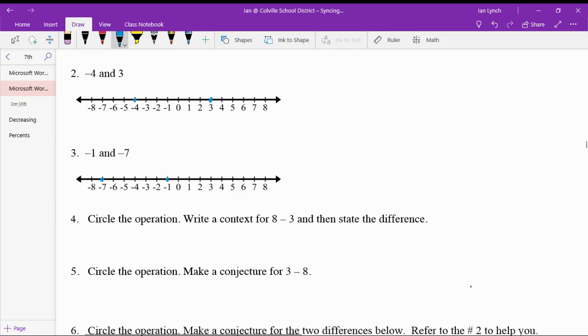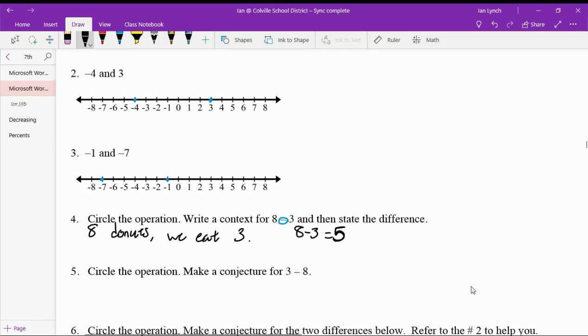So now that we've plotted these points, we're going to circle the operation and write a context for 8 minus 3. So our operation is subtraction. We're subtracting here, and now we need to state the difference. We need to write a context. So let's say we have 8 donuts, and we eat 3. Okay, so we had 8 donuts, we eat 3. 8 minus 3 is 5. That's the difference.